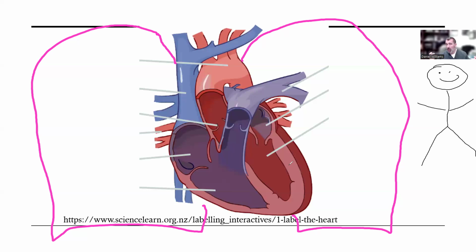And we know that a normal heart rate is anywhere between 60 to 100 beats per minute. Anything above that is going to be considered tachycardia. So a heart rate over 100 beats per minute would be considered tachycardia, a fast heart rate. Anything less than 60 would be considered bradycardia, or a slow heart rate.